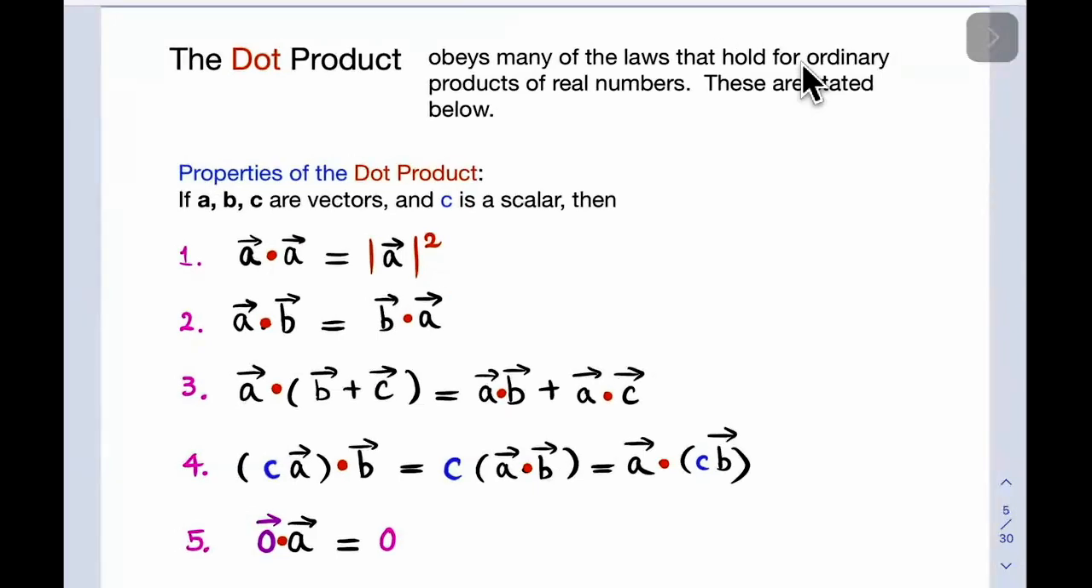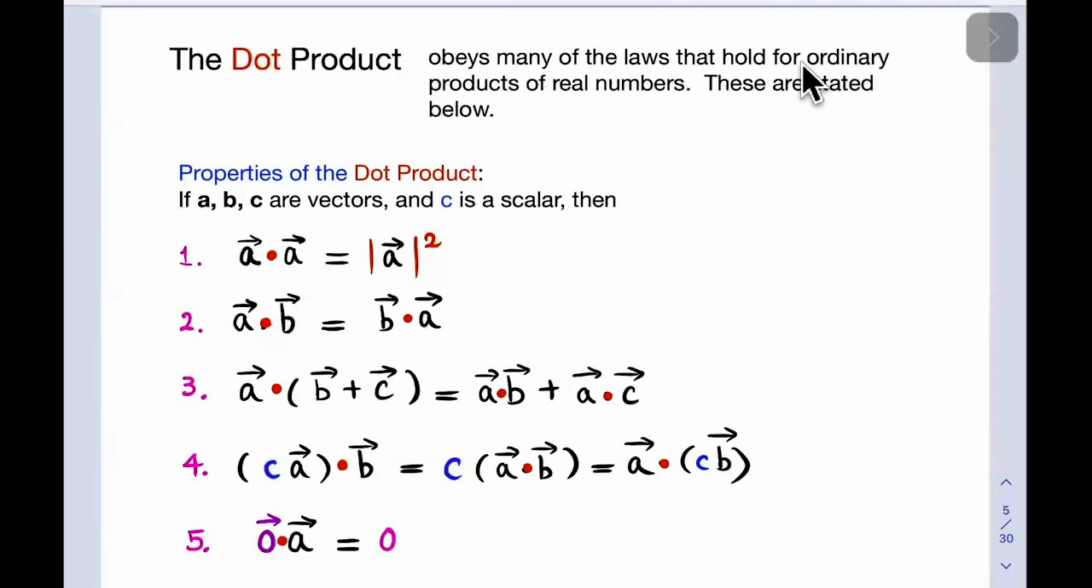Now the dot product obeys many of the laws that hold for ordinary products of real numbers. So the following are 5 properties of the dot product. For example, the first one: if you have A dot A, that is the square of the magnitude of the vector. And the second one, the dot product is commutative, which means you can switch the order. A dot B is the same as B dot A.